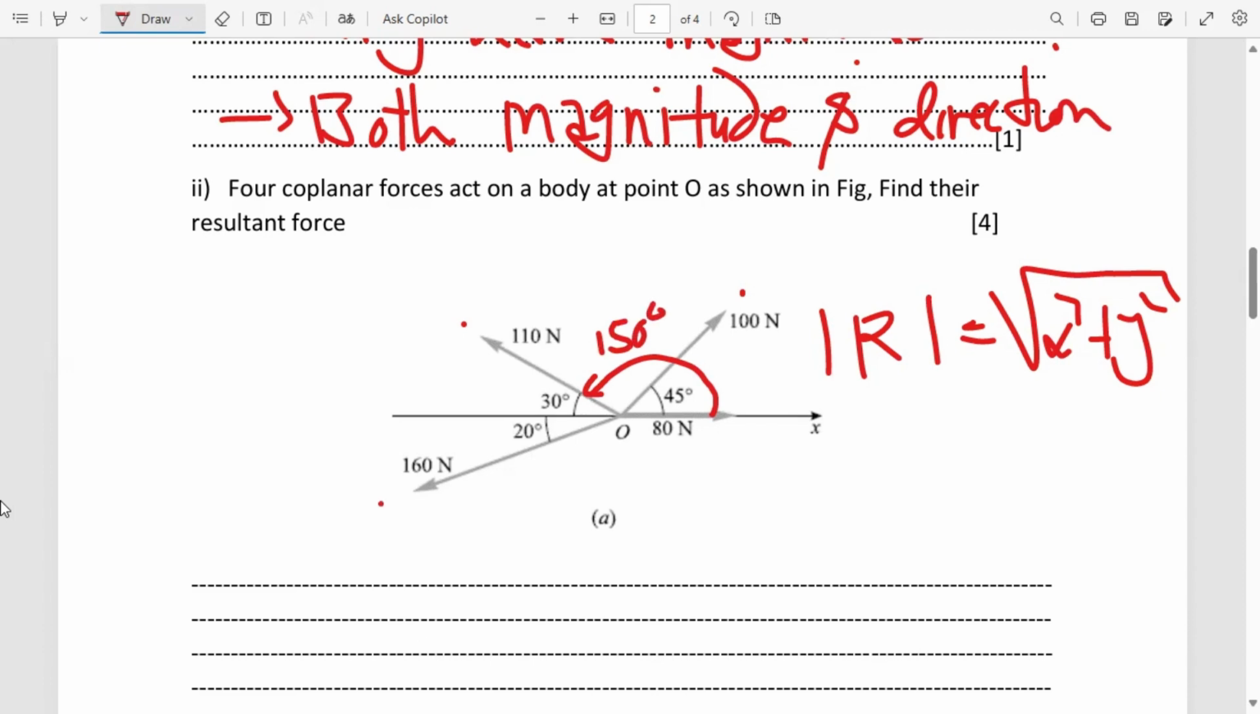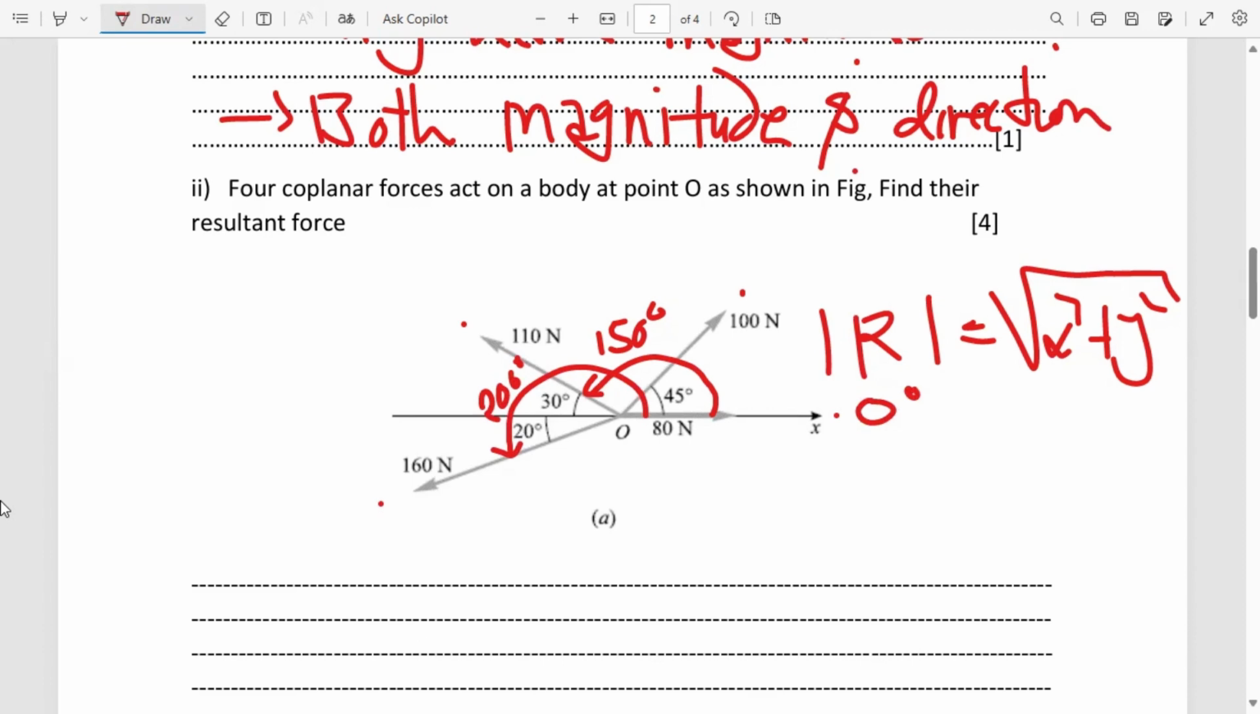The 160 Newton vector, we're going to do the same. We're going to get this direction from the positive x-axis. And I'm going to say 180 plus the 20 degrees that we have here to get the final direction as 200 degrees from the positive x-axis. Then I have this other one, which is along the positive x-axis, of which you can just consider the direction of this as 0 degrees on the positive x-axis. So what are we going to do here?